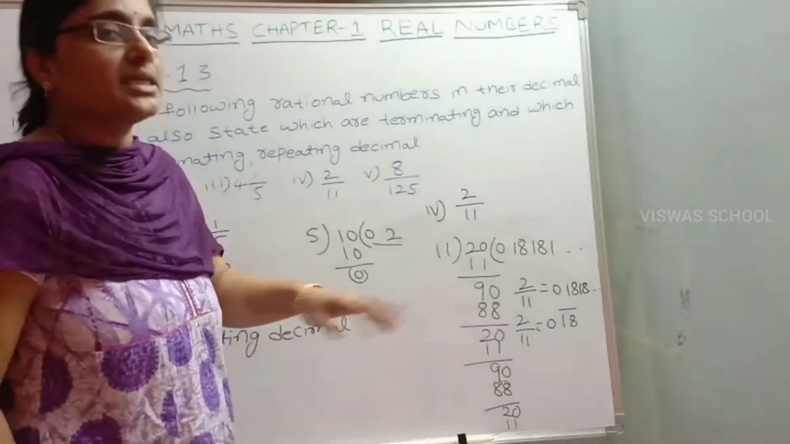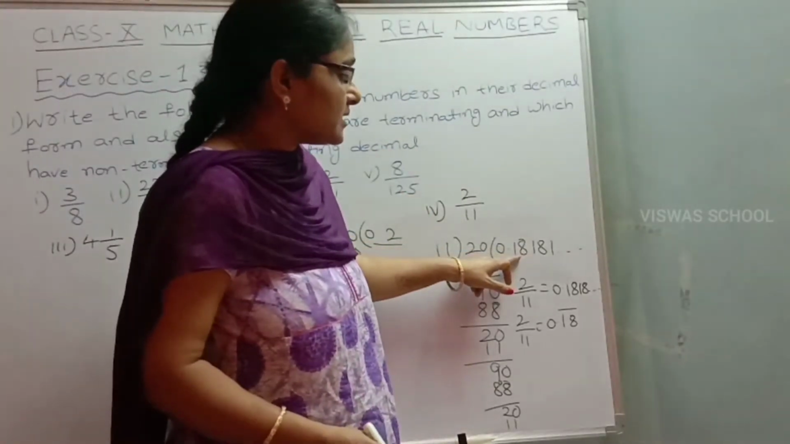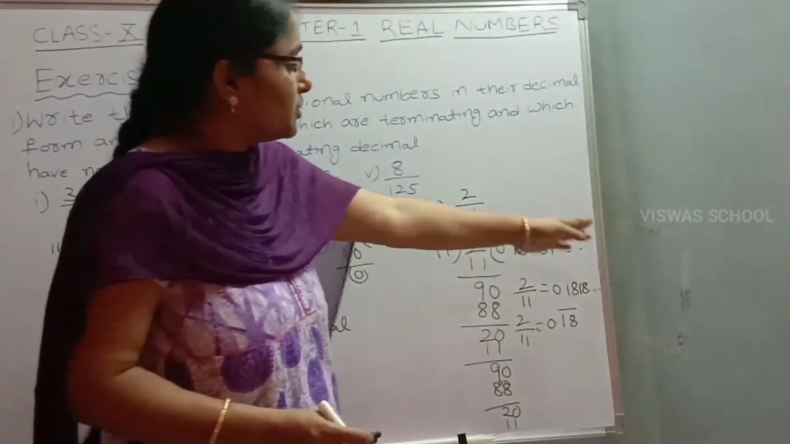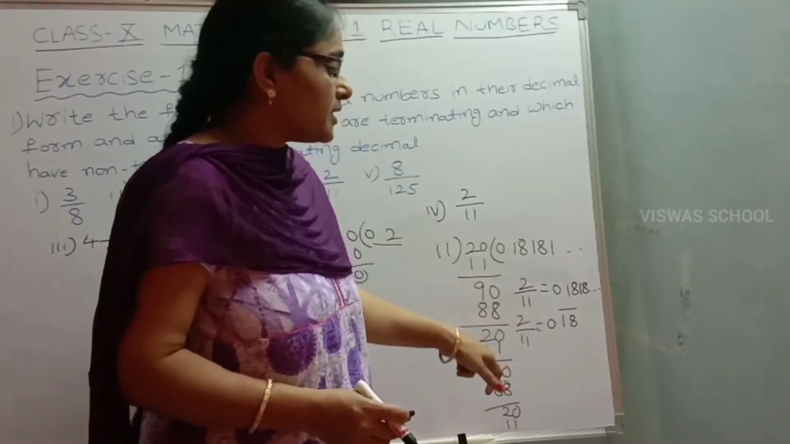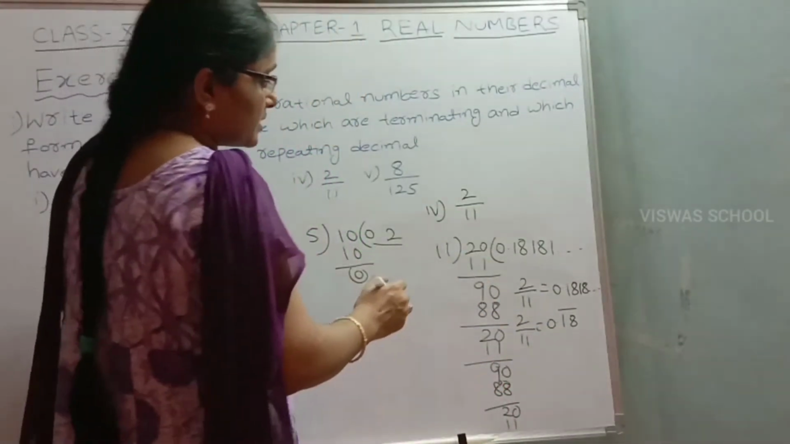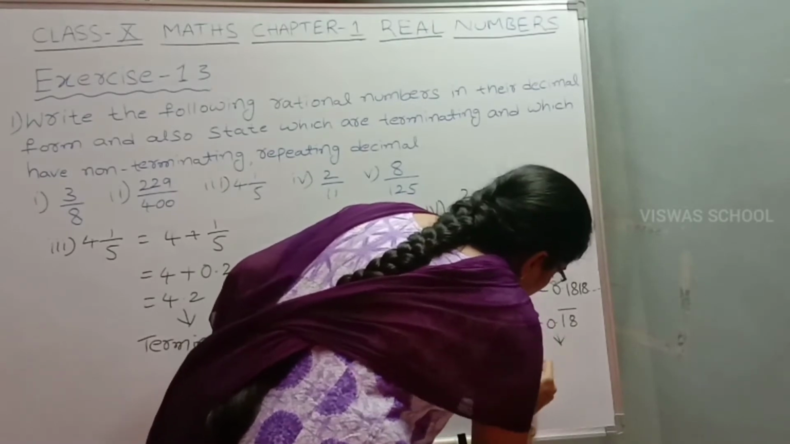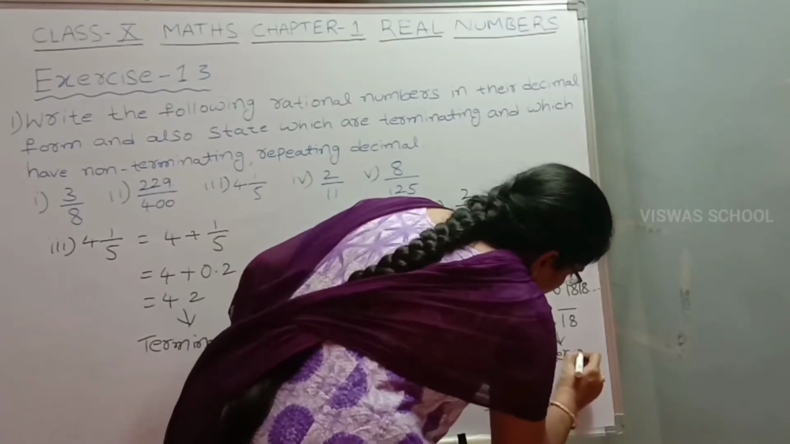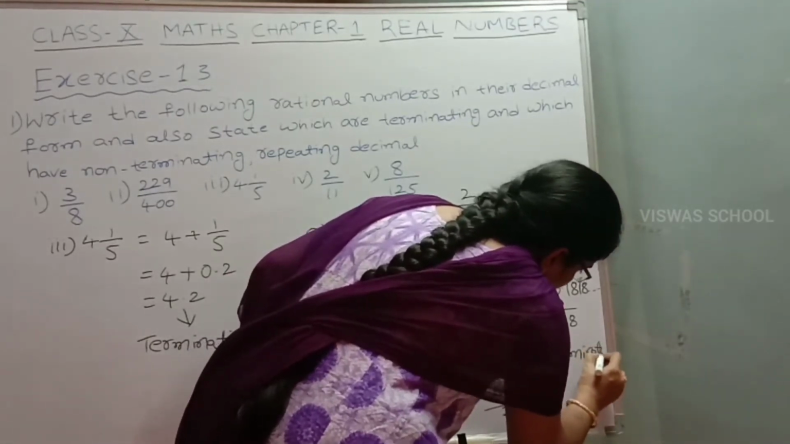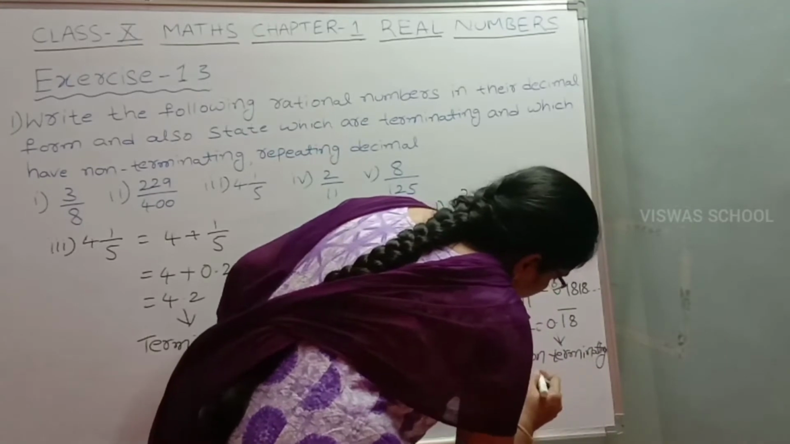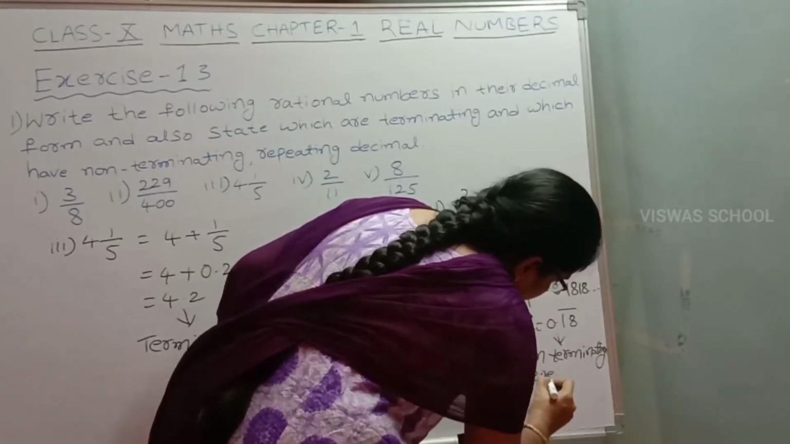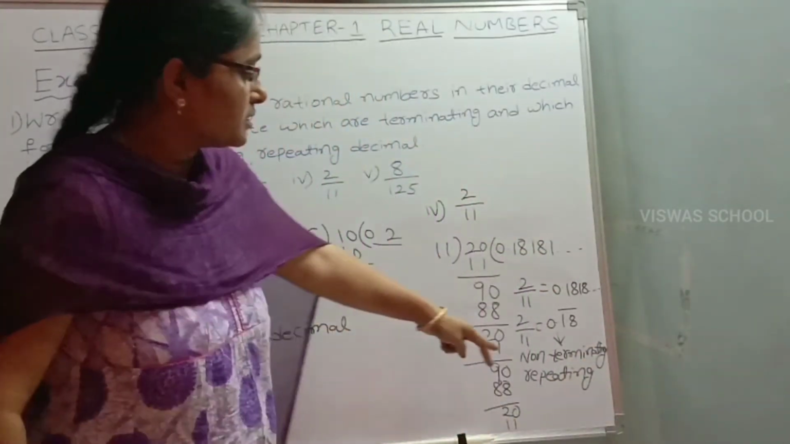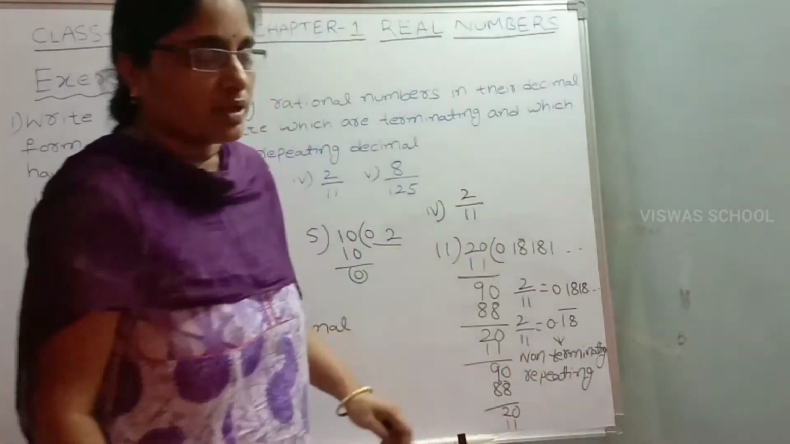Non-terminating and repeating decimal. This is 18, a repeating decimal. Then this is what? Non-terminating. This is continuing. That's why it is a non-terminating and repeating decimal. This is non-terminating. Repeating. This is non-terminating and repeating decimal form.